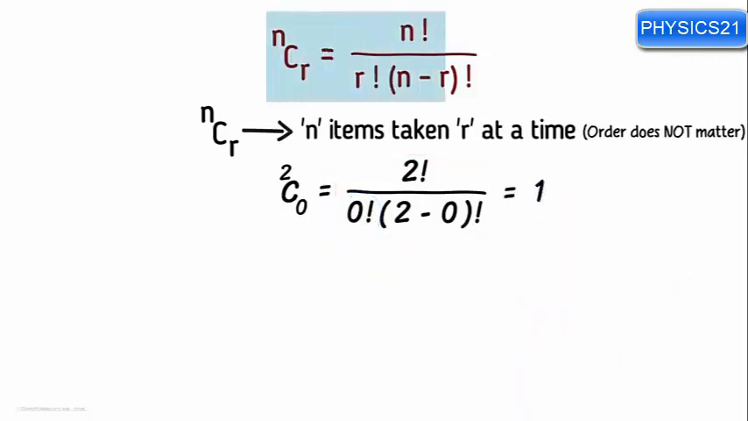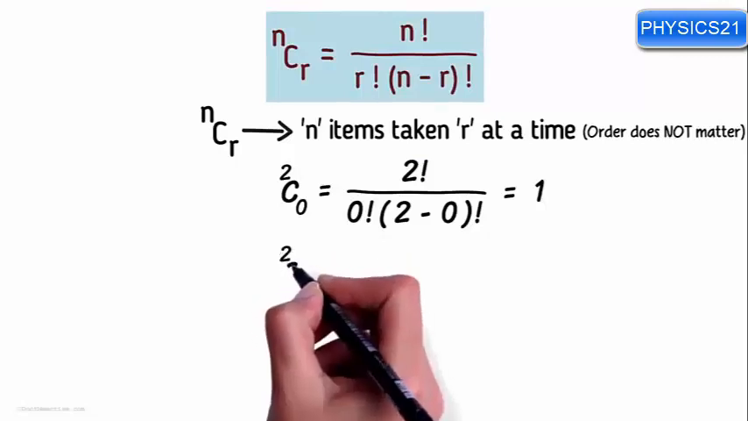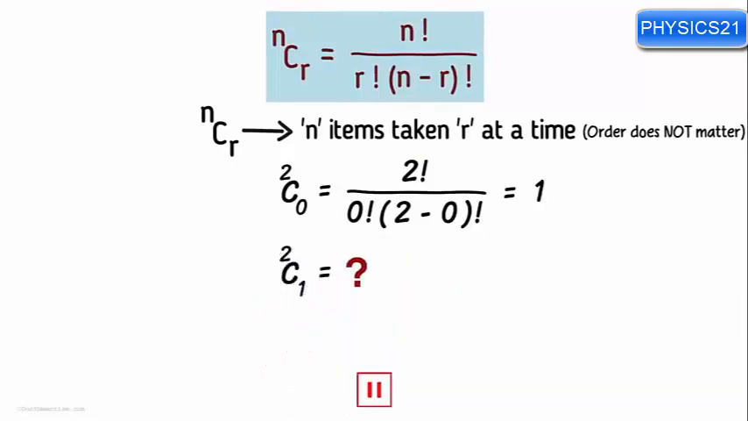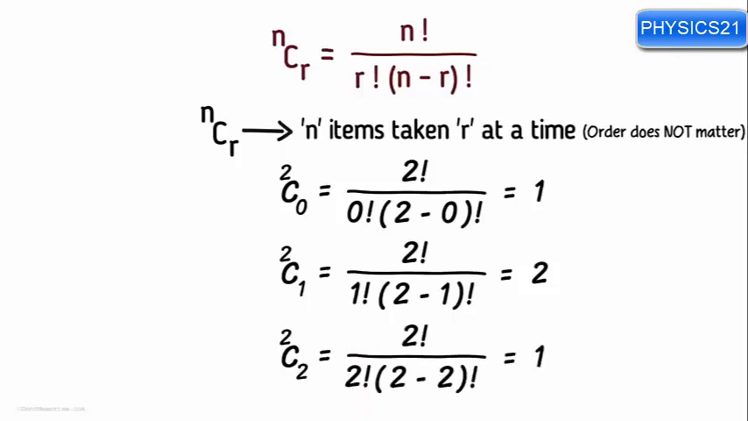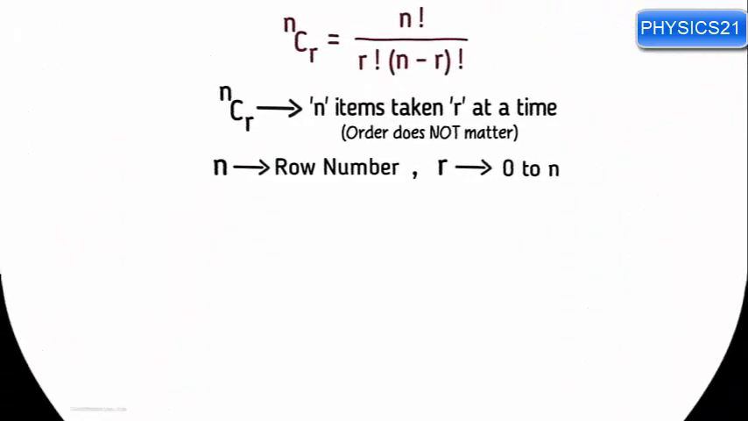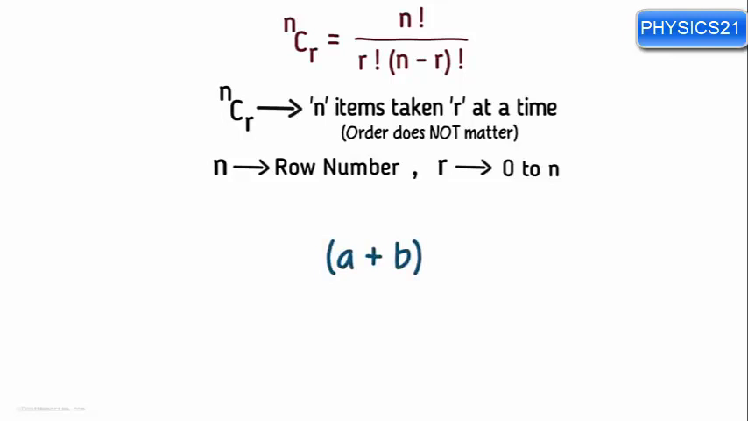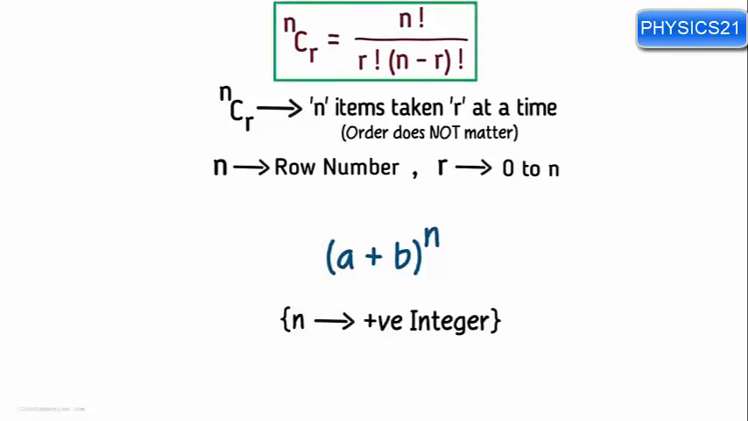Now by using the same formula, can you tell me the value of 2C1? Yes, it's 2. Now try getting the value of 2C2 as well. Do you get it as 1? Yes, that's right. We got the three values as 1, 2, 1. Say we have to expand the binomial a plus b raised to any positive integer. We know that to get the binomial coefficients, we can use the formula of combinations.